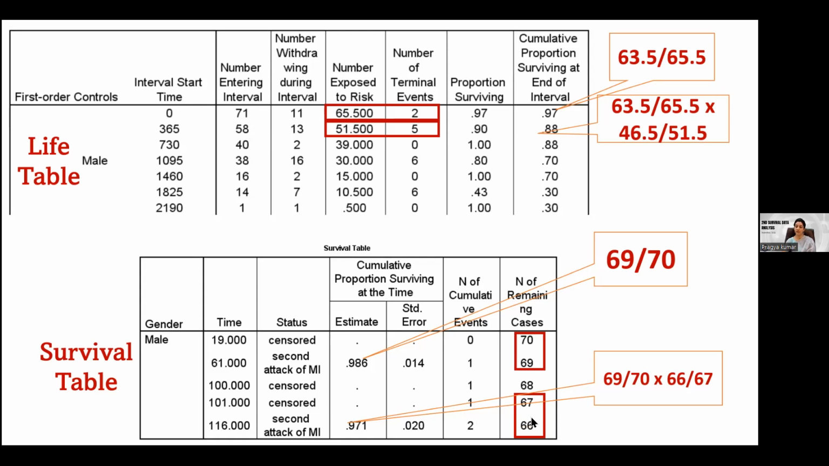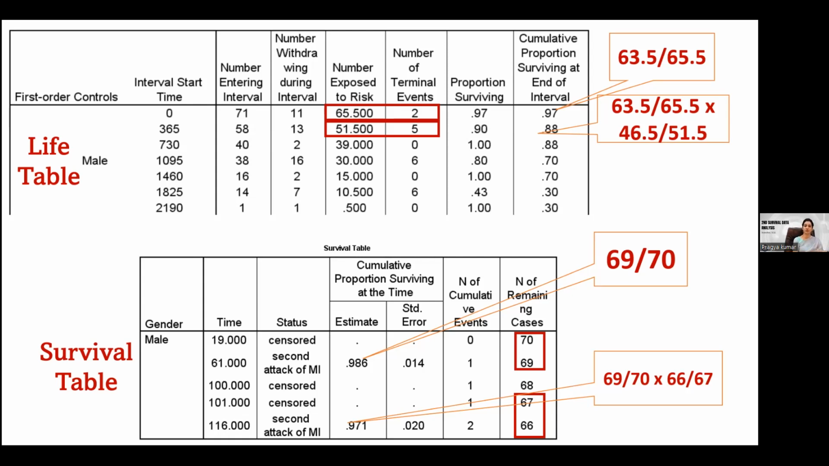So how do you calculate the probability here at this time point, 116? It will be 66 divided by 67. And when you multiply these two, that means you multiply this 0.986, which was 69 by 70, with this 66 by 67, you get this 0.971. You can all do it in your phone calculator. You will find the same number. So that's how you get a cumulative survival probability in the case of a Kaplan-Meier.